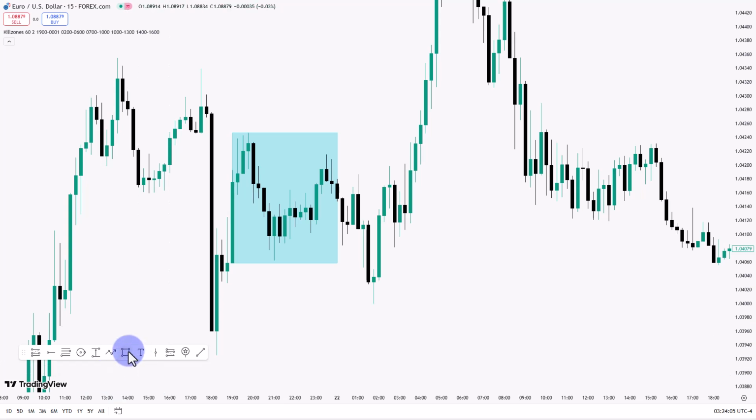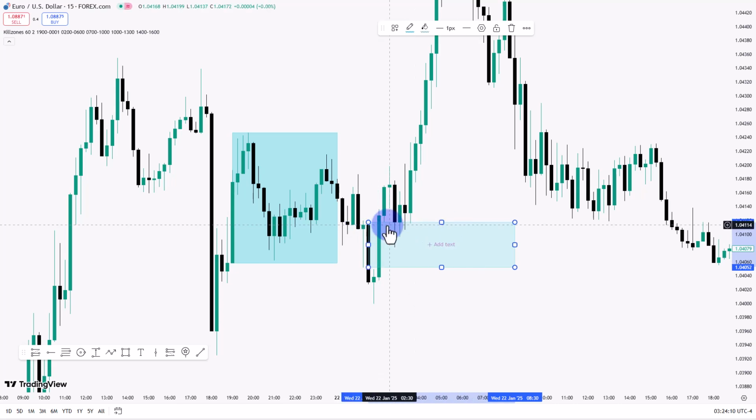Look at what price action did. Price action traded back into the bullish order block right there with a fair value gap.